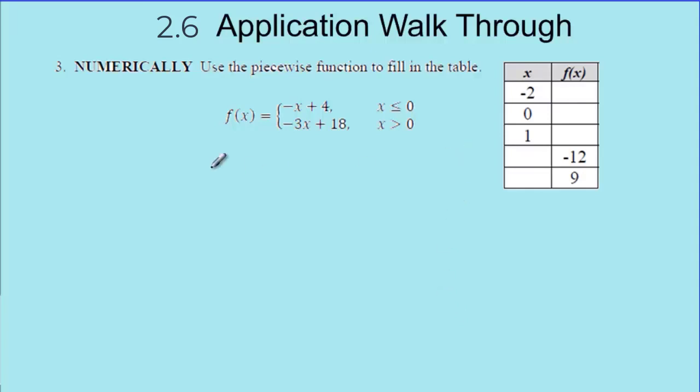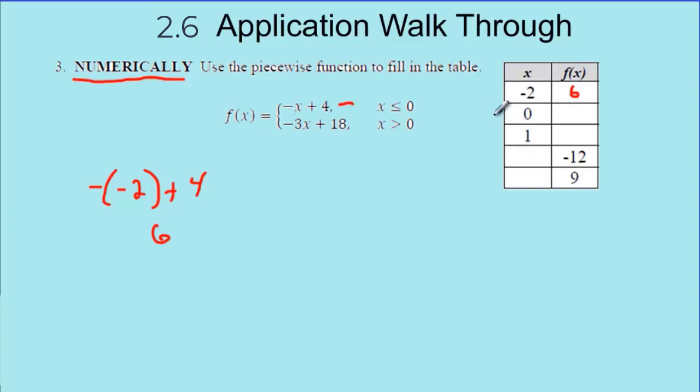Application walkthrough. Let's get this rolling with a little bit of numerically, which again is like looking at points, usually in a table of values. We've been doing this, but in a different format maybe. So this just means plug -2 in. Which function do you plug -2 in? Well, it's a piecewise function. You have to use the top one because -2 is less than or equal to 0. So when you put -2 in, you put it into the top function. And when you do that, what happens? Negative times negative is a positive. You end up getting 6. So -2 is going to make 6 for us.